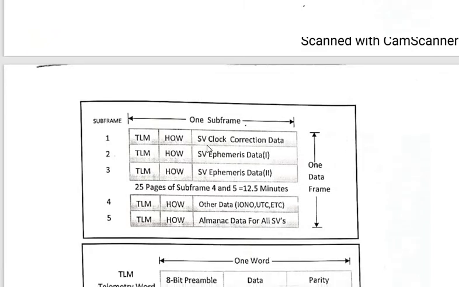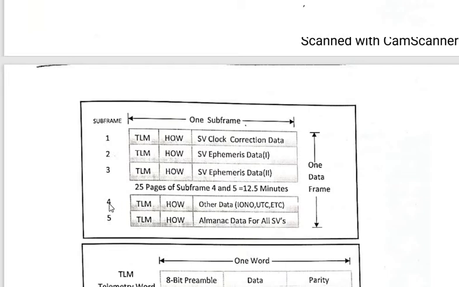So the first subframe consists of clock correction data, and every subframe starts with a telemetry word and a handover word. The telemetry word gives the age of your ephemeris data, how old the data present there is, and the handover word means how much time the GPS signal is taking to transmit. The second and third subframes consist of your ephemeris data. This I have already told.